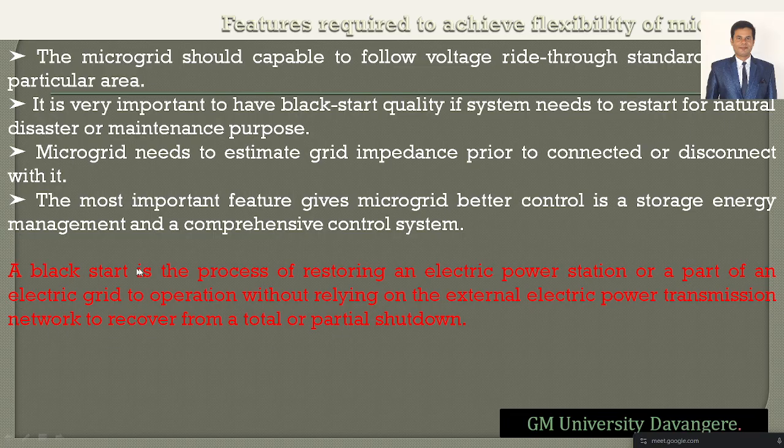Yes, sir. See, black start is the process of restoring an electric power station. That means if a failure happens, it restores automatically. Black start means it starts slowly. If a sudden failure happens, it automatically restores and starts up from the microgrid, and disconnects the main grid. So that is what they are telling, right?